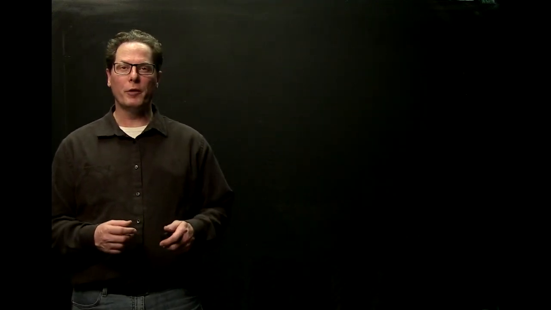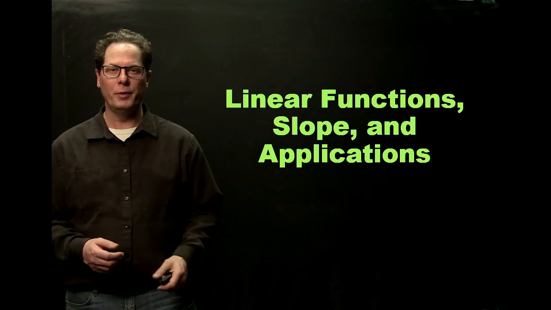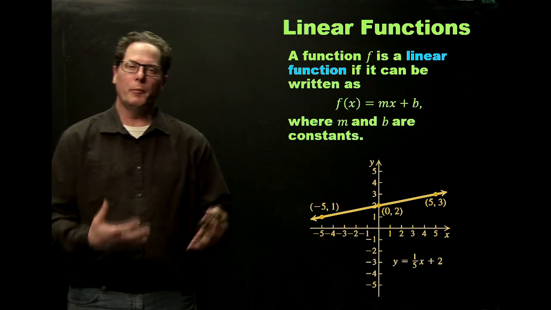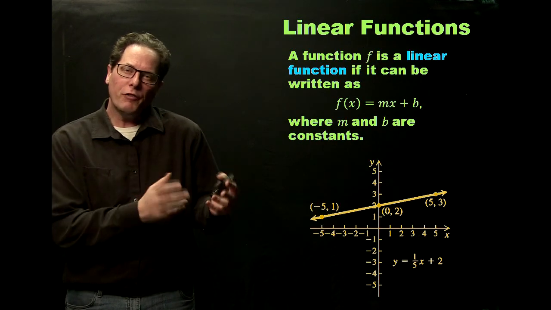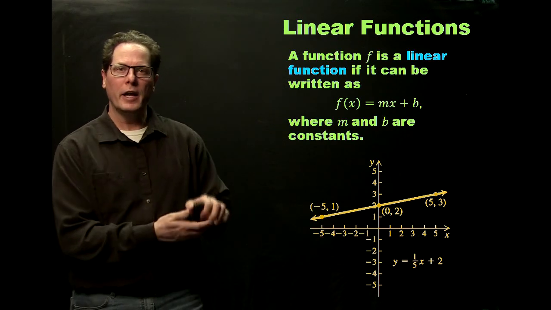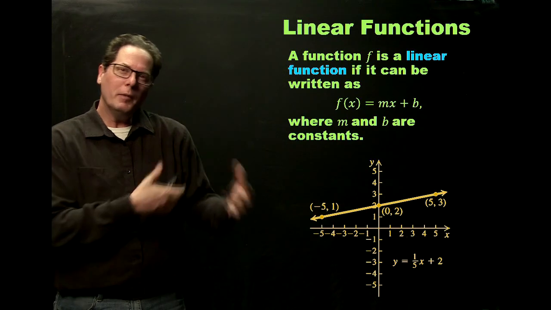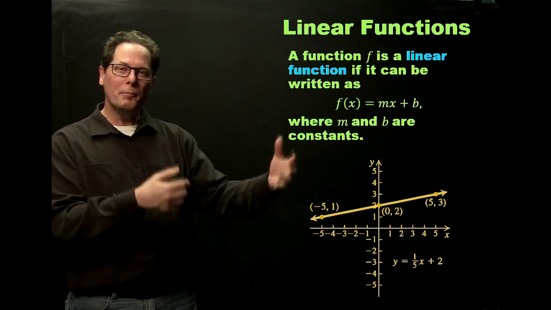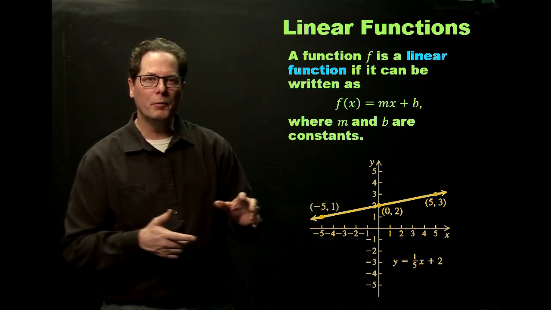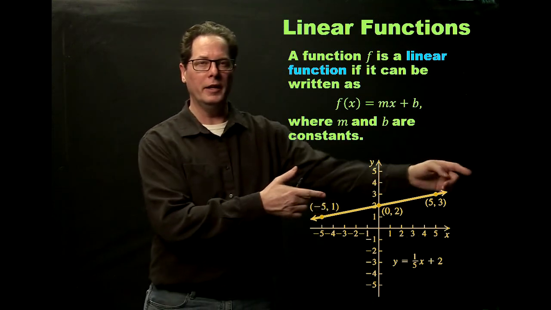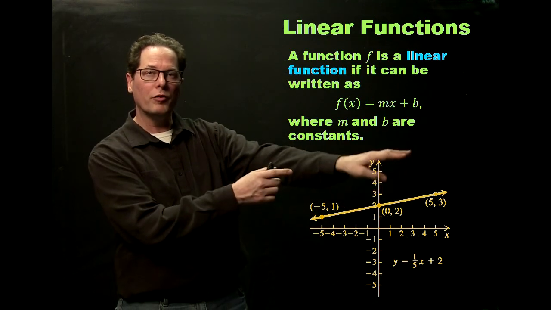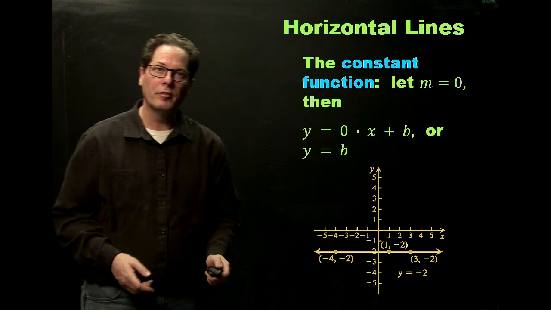Hi, today we're going to be talking about linear functions and slope. A linear function, as we've been talking about already, is a function of the form mx plus b. It has just two coefficients, an m and a b. The m is what we call the slope, and the b is what we call the y-intercept. The m determines the steepness of the line, and the b determines where it crosses the y-axis.